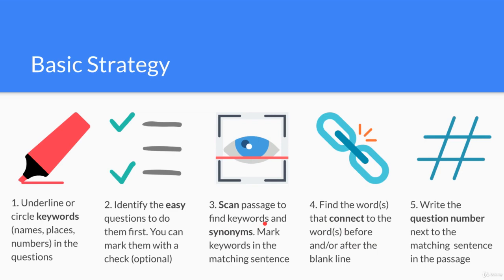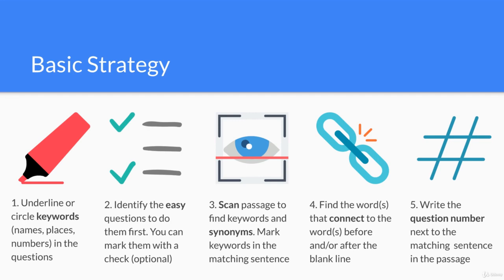Finally, step number 5 is that once you have located the answer to the certain questions that you are looking for, then you have to write the question number next to the matching sentence in the passage. So for example, if you find that the answer to question number 1 is in the second sentence, then next to that second sentence, you simply have to write number 1. Just write number 1 so that you know that you found the answer to question number 1 next to that sentence.